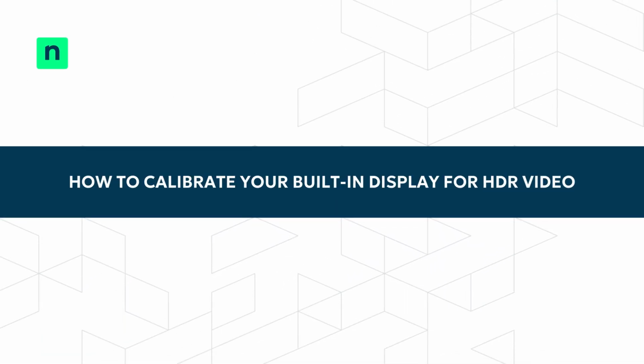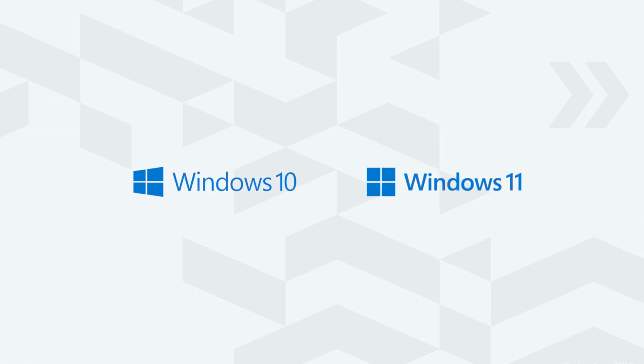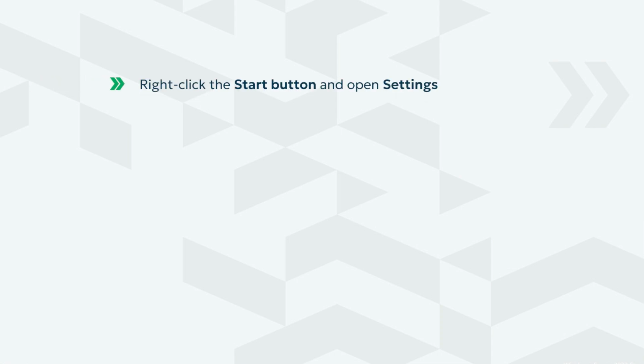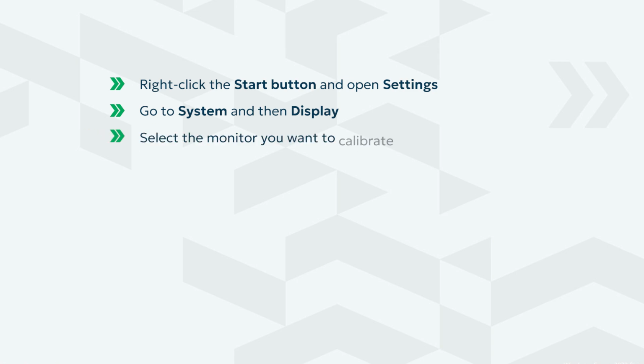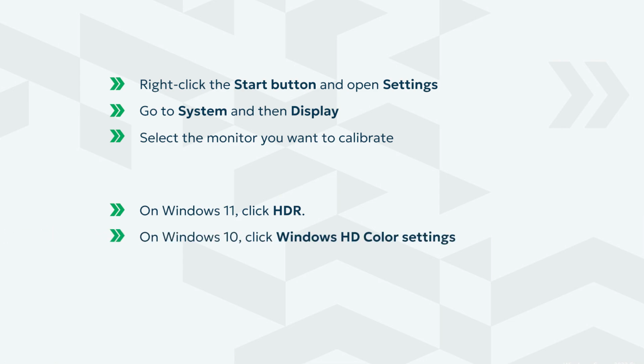How to calibrate your built-in display for HDR video. Both Windows 10 and 11 support HDR video playback, but for the best results, you'll need to calibrate. Here's how. First, right-click the Start button and open Settings. Go to System and then Display. Next, select the monitor you want to calibrate so that it's highlighted. On Windows 11, click HDR. If a Use HDR toggle appears, turn it on first, then click HDR to open HDR settings. On Windows 10, click Windows HD Color Settings.